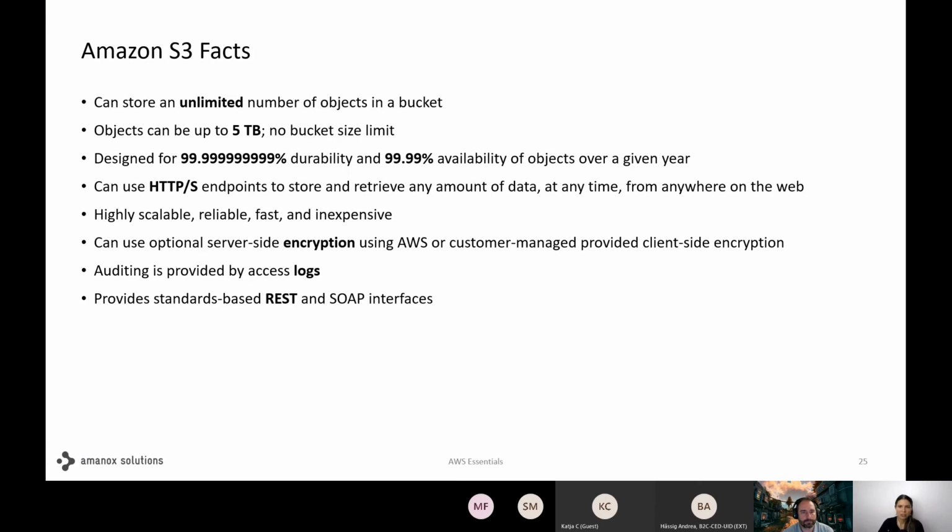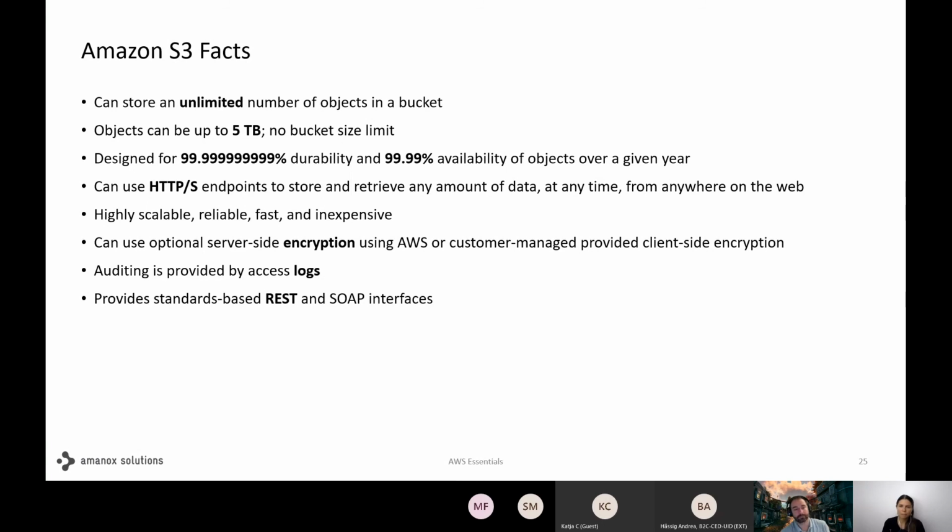This service, S3, is designed for what we call 11 nines of durability. So this would be 99.999999999%, and 99.99% availability of objects over a given year. We can use both HTTP or HTTPS endpoints to store and to retrieve any amount of data at any time, anywhere on the web. So the most important thing to remember is that S3 is highly scalable, reliable, fast, and inexpensive.